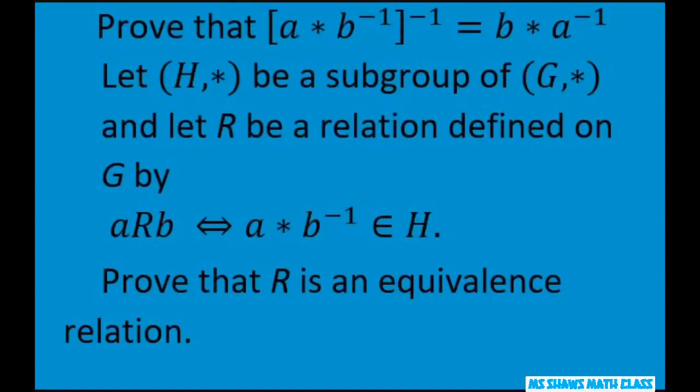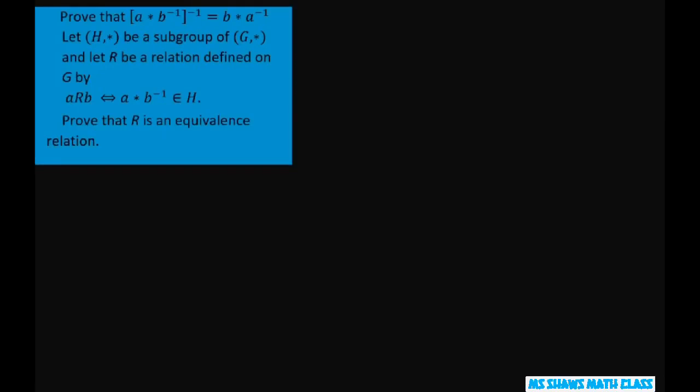Prove that the inverse of A star B inverse equals B star A inverse. So we're going to let H be a subgroup of G and let R be the relation defined on G by A is related to B if and only if A star B inverse belongs to our subgroup H. So we're going to prove that our R, the relation, is an equivalence relation. So the first thing we're going to do is prove this part.